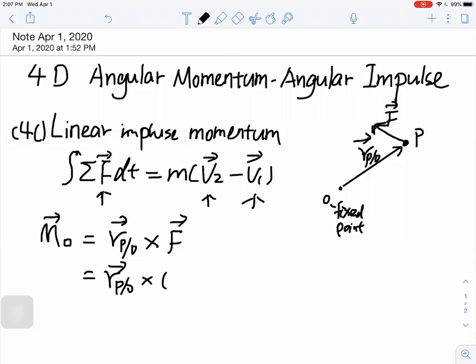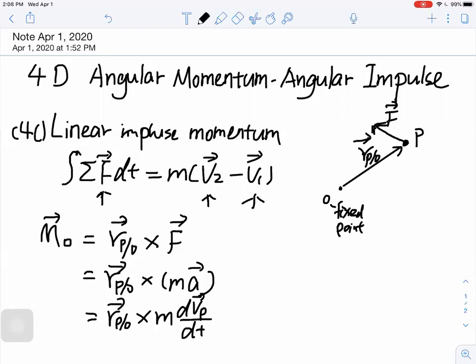Equals ma. Keep in mind that I'm doing everything in vector form. Mass doesn't have direction, but I do make sure I have the arrow on top of acceleration. And as we know, acceleration can be written as the first order derivative of velocity with respect to time, right? So we can write this as r_P/O cross product m times dv_P, the velocity of the particle, over dt.